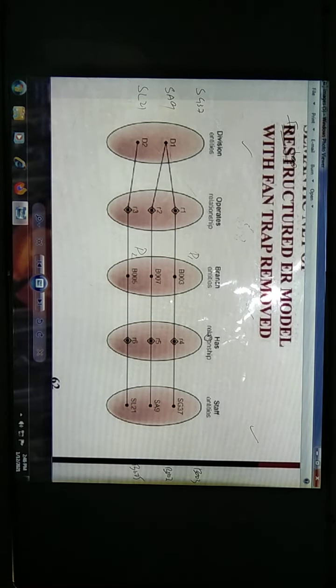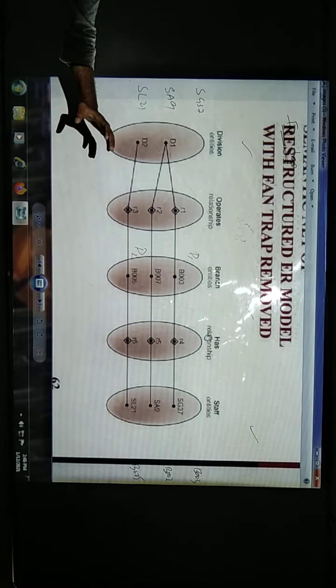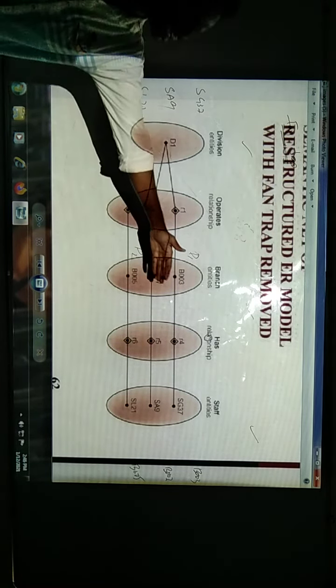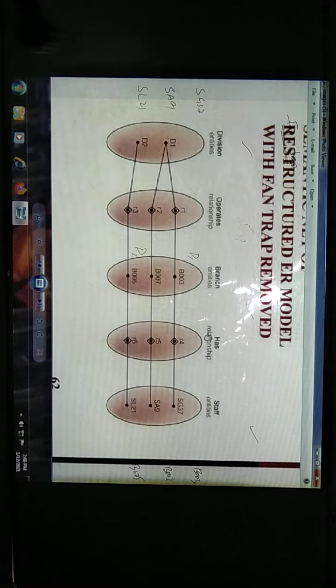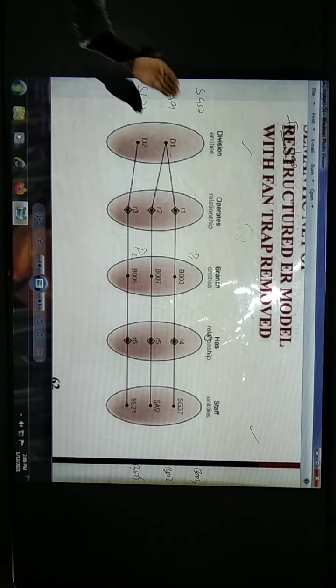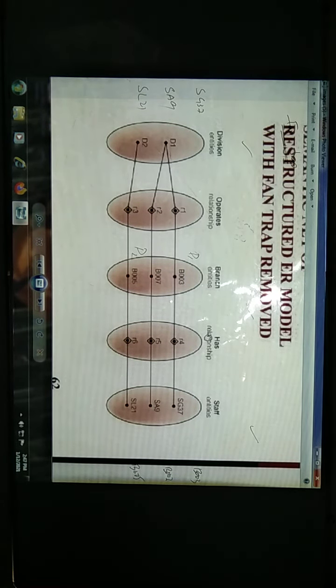Okay, from the division point, division will be consisting of 2 branches. Every branch is having a staff entity like SG7 and SA9. SG37 is working for division 1. Now I can answer. Like this, we need to reconstruct the entity model so that we will be having clarity in the relationship between the entities.